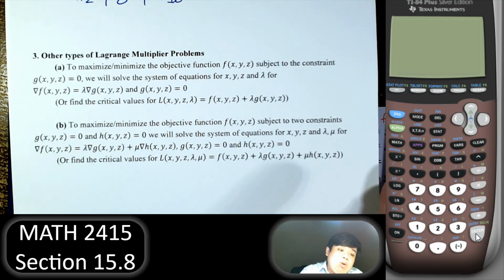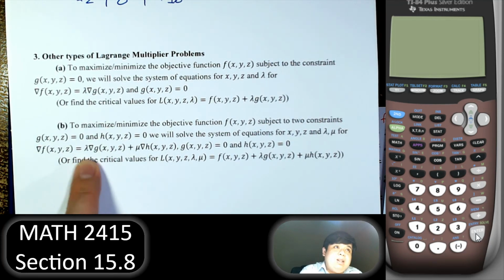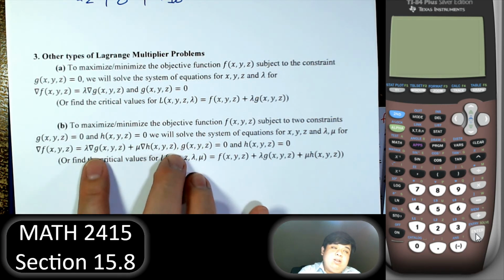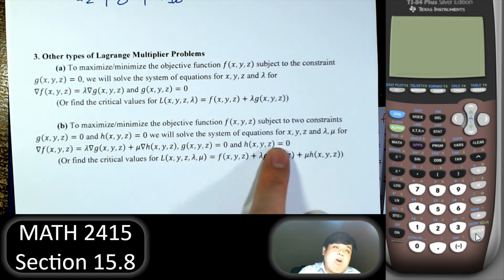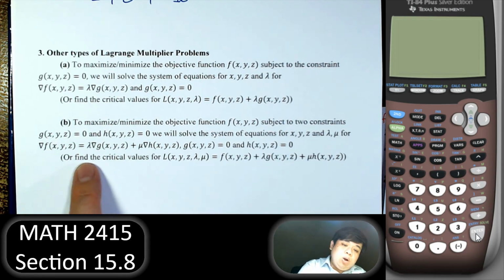Or we might have 2 constraints. If we have 2 constraints, then we have lambda, and then we have mu, and then we do that, and then we have 2 functions, 2 constraints, and then the 2 constraints themselves. So this system should have 5 variables: x, y, z, lambda, and mu. Or we can construct that.